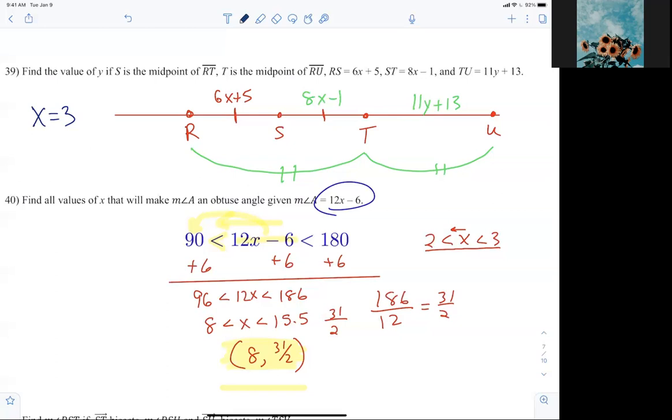So if x equals 3, then we have to find what RS is. 6x times 3 is 18. 18 plus 5 is 23. Is everybody happy with that? So that means RS is 23, which means that ST is automatically what? 23, which means RT is how much? 46. So now 46 is equal to 11y plus 13. So that also means it looks like y equals what? 3.